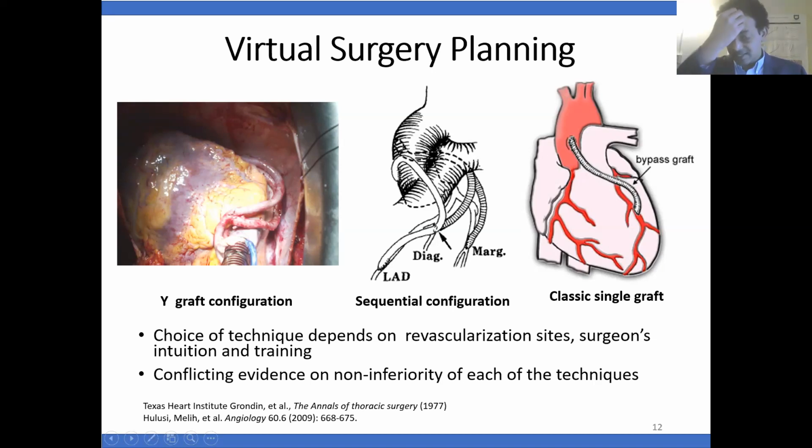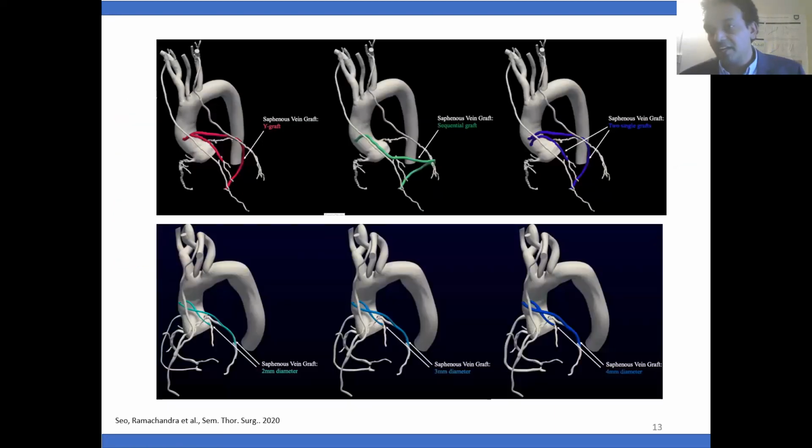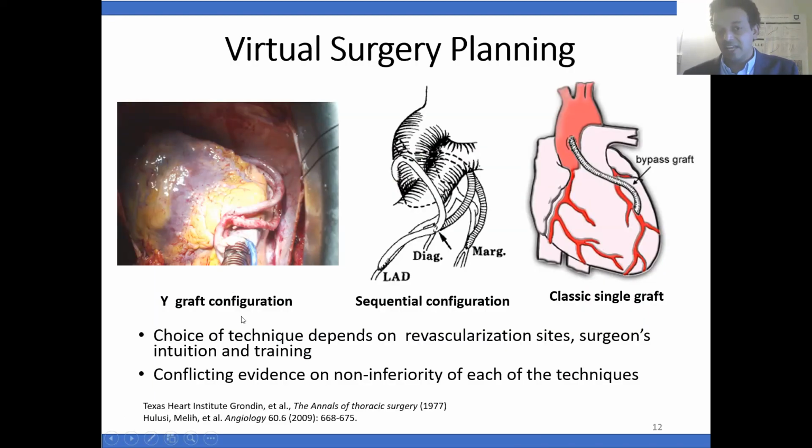Now, the issue is there is no guideline on how you should be doing these surgeries. There's no systematic way to go about it, and everyone's relying on surgeons' intuition and training. As a result, you will find conflicting evidence in literature on what's the best way to perform these surgeries. There is non-inferiority of techniques, the superiority of techniques, etc. And there's a lot of argument in the process. So we felt this would be an amazing way to demonstrate the utility of the framework. And we ended up taking 3 patients who were suitable for all the 3 different surgeries that I have listed here: a Y configuration, a sequential configuration, and a single graft.